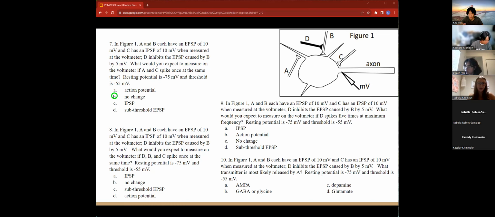And then number 8 is A. So again, it's the same little blurb of information to start the question.